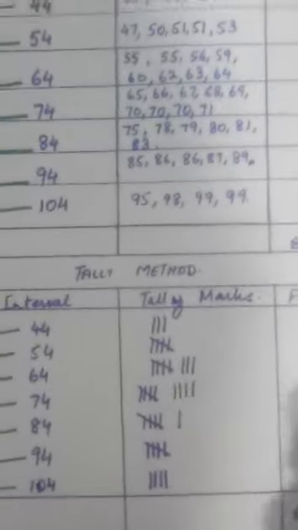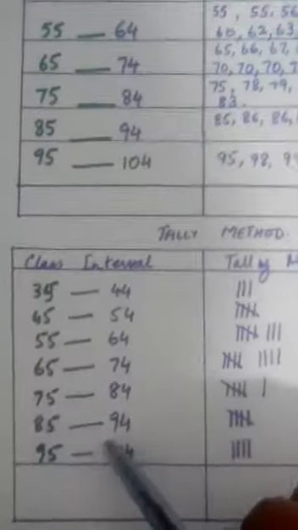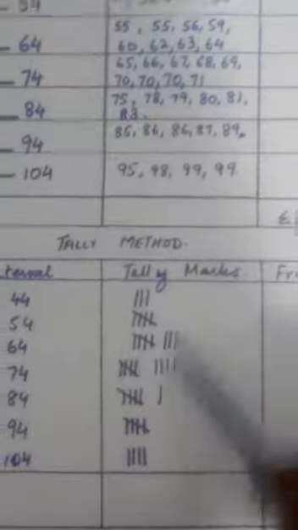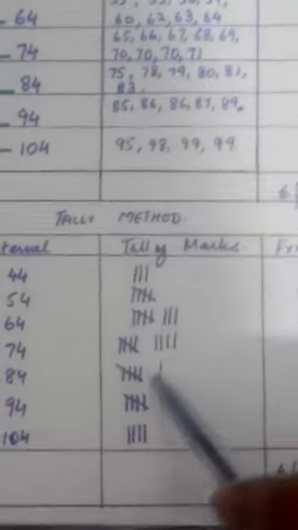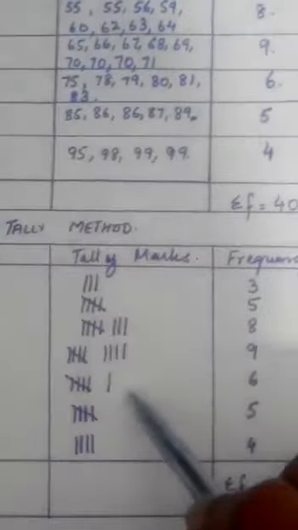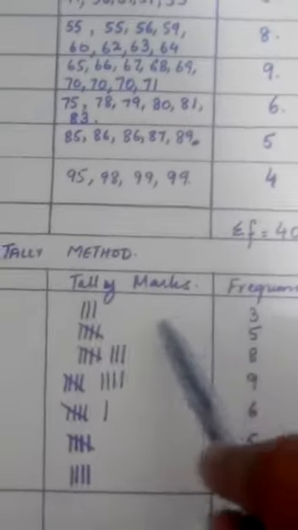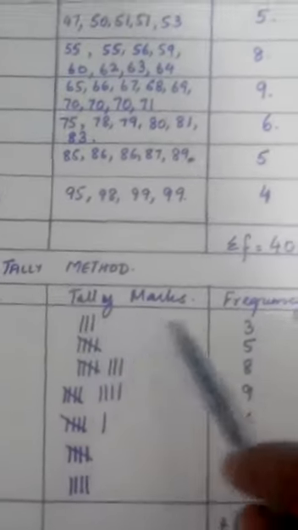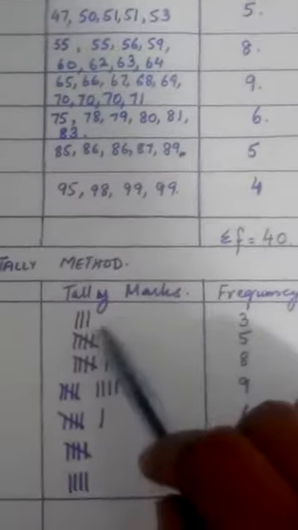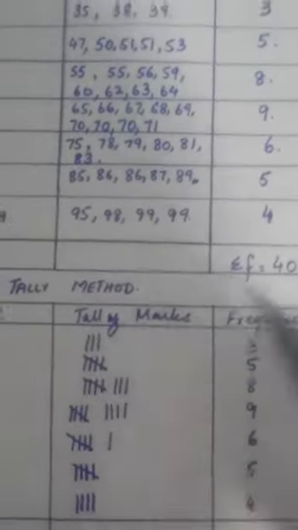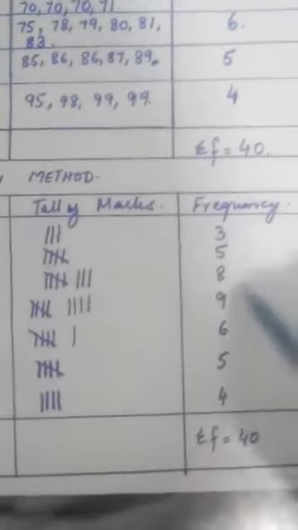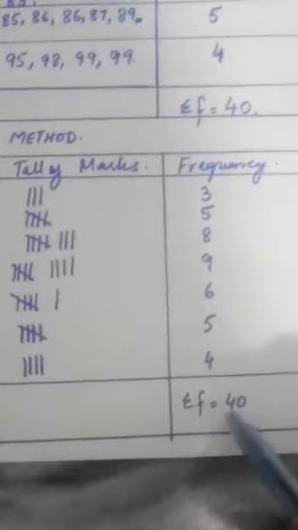Now in the tally method, students, the only difference is that the table would be the same, with the class interval. Only in the middle part, instead of writing the values, you have to make tally marks. As I have already discussed, for numbers lesser than 5 you represent only with 3 or 4 lines, and for 5 you write 4 lines first and then the 5th one over it. This is the column of tally marks, and according to the frequency you have to make the marks. The last column is the frequency, and summation f is equal to 40.